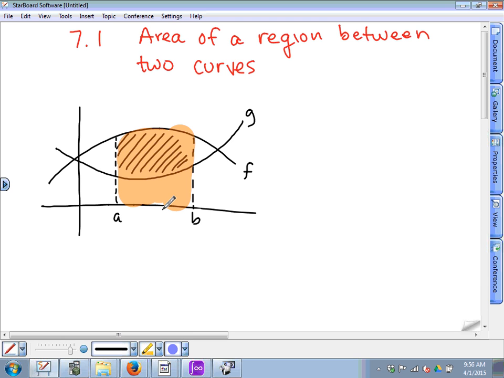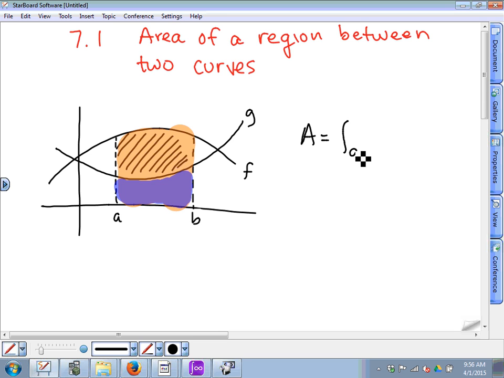Now, if we did the area under G, that would be this area right here. This is the area under G. So, if we wanted to find the area between F and G, you take the area under F and then you subtract the area underneath G. And that's the area between two curves. Okay? So, write down this formula.